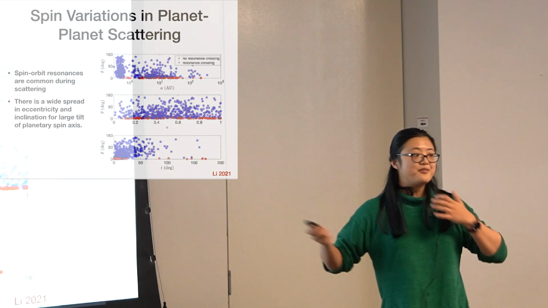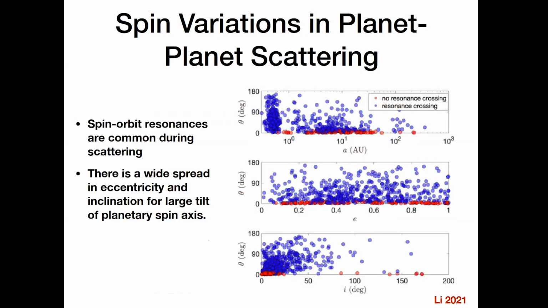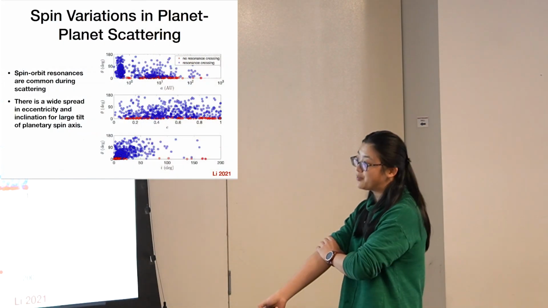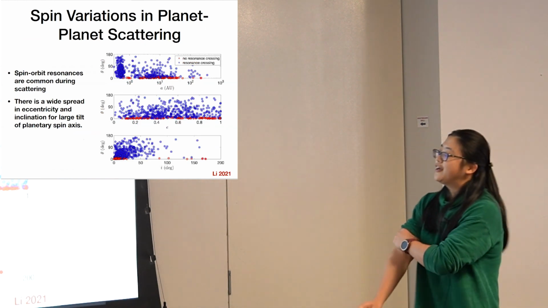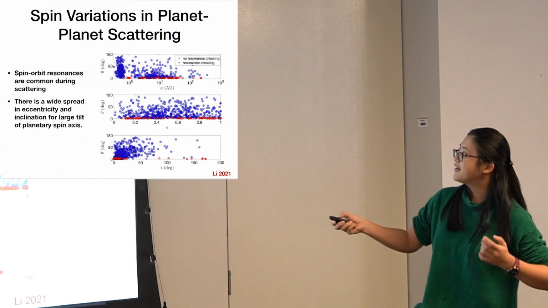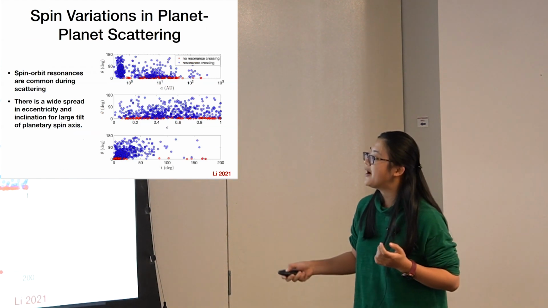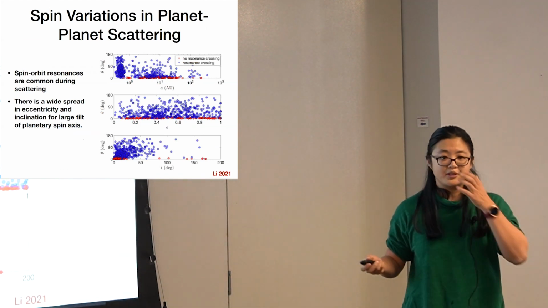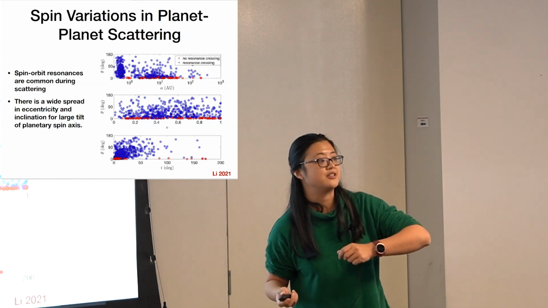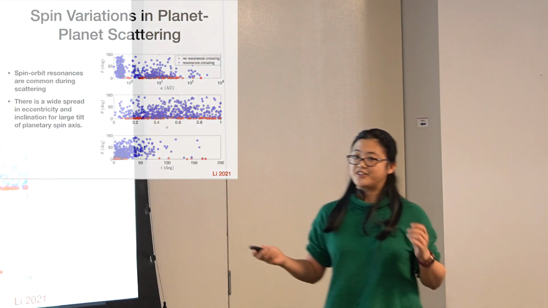Okay, and then you may wonder whether this occurs for this particular planetary system and how common it is for planetary systems in general. So we did multiple simulations of planet-planet scattering and recorded the time when it encounters spin-orbit resonances. And we can see that a large amount of the systems, more than 50% of them, actually have spin-orbit resonances and can have the planetary spin axis tilt during the scattering.